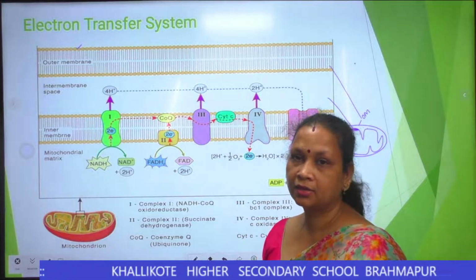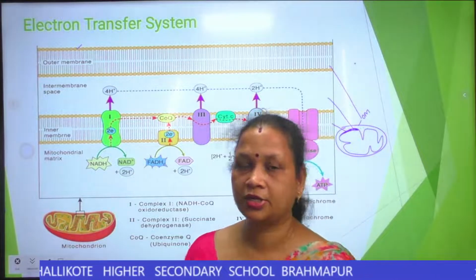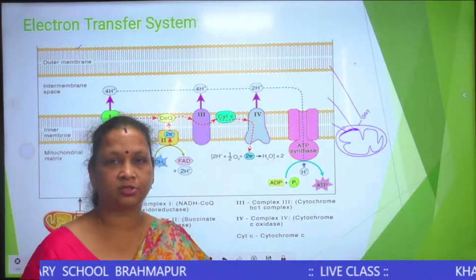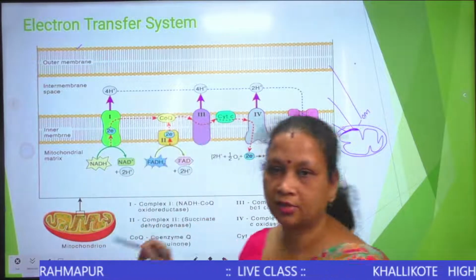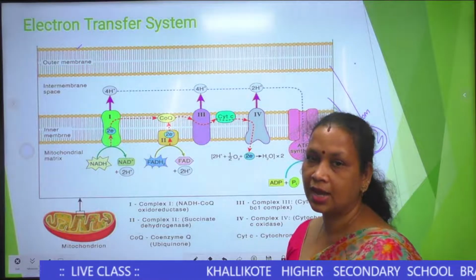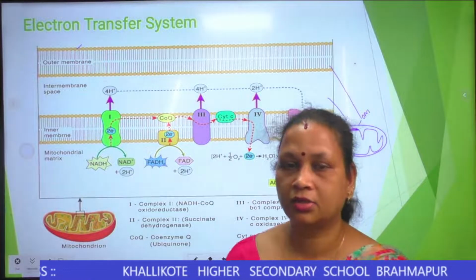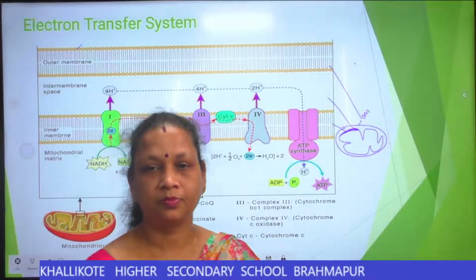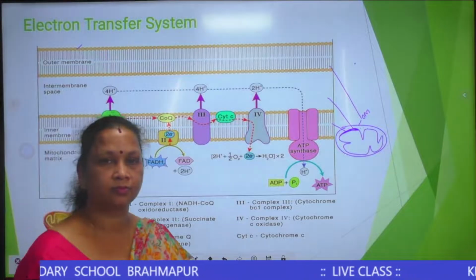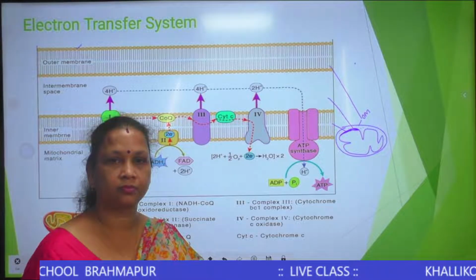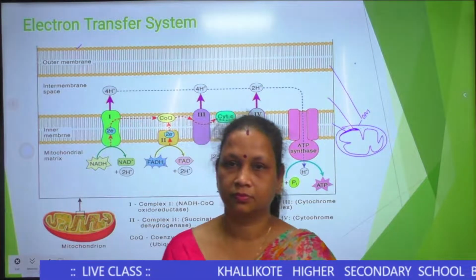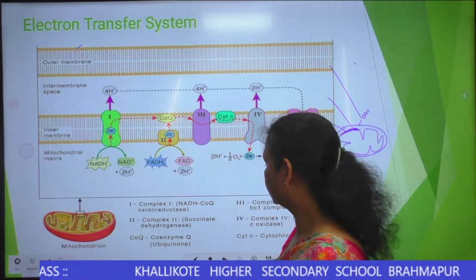This process of synthesis of ATP shall be discussed in the next class of respiration. In the next class we shall see how ATP is synthesized in this electron transport system, how oxygen becomes the terminal acceptor of electrons, and then what is the respiratory quotient and the different factors that affect the process of respiration. So, for today this is the end of the class, and you can go through the electron transport system and the Krebs cycle and the part of glycolysis for respiration.